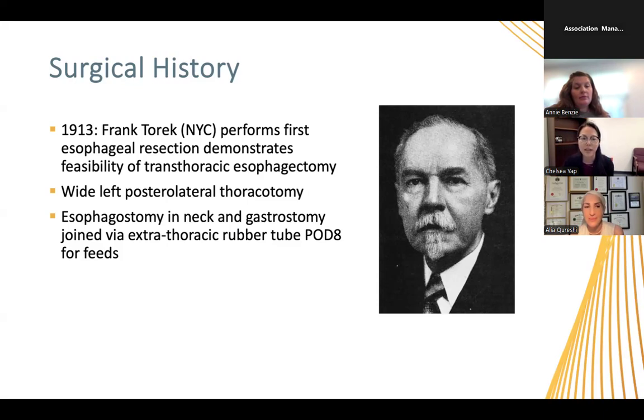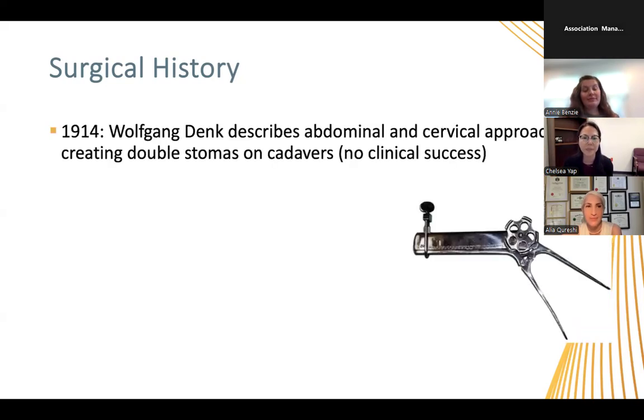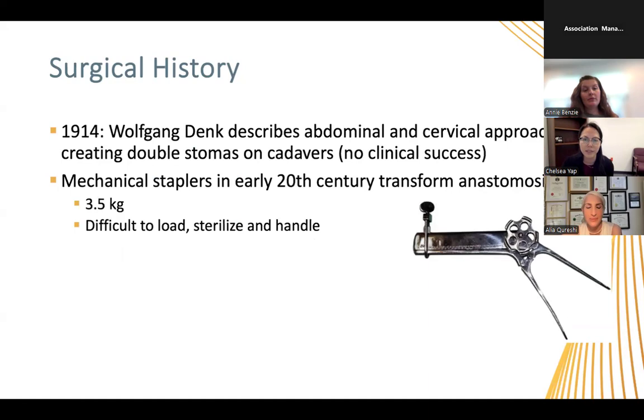And this patient had an extrathoracic rubber tube placed on post-op day 8 for feeds. And she never actually got reconstructed, and she actually lived for 12 years and died from a pneumonia later on. This is something that I never really thought about, the esophagectomy even without continuity being established. So of course, in 1913, this was not the priority. In 1914, Wolfgang Denk describes the abdominal and cervical approach to an esophagectomy on cadavers.